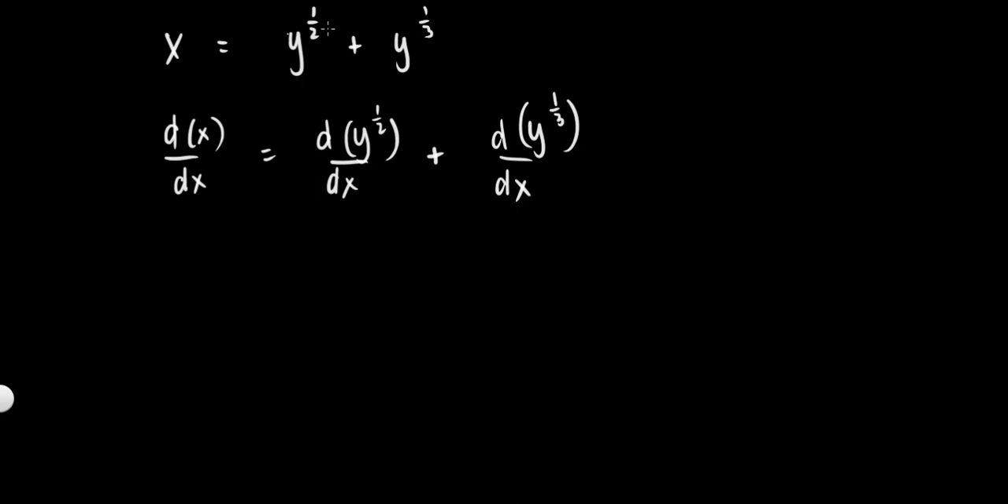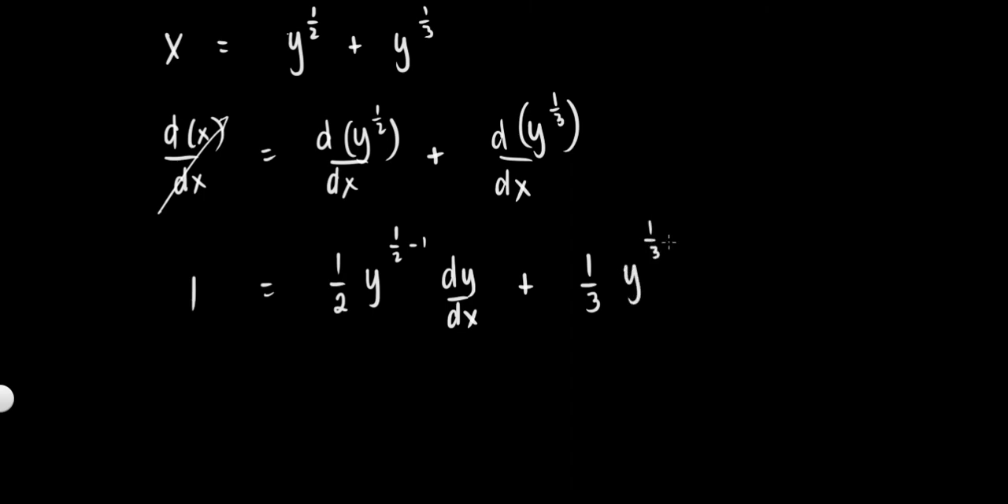Okay, dx over dx, identity function rule, and this is equal to 1. Okay, then what is the derivative of y raised to 1 half? Oh, power rule lang, no? So, 1 half times the y, then subtract 1. 1 half minus 1. Then, what is dy over dx? Dy over dx. Then, next, plus. Power rule ulit. 1/3. Okay? Then, y. 1/3. Bawasan ng isa. And, what is dy over dx?